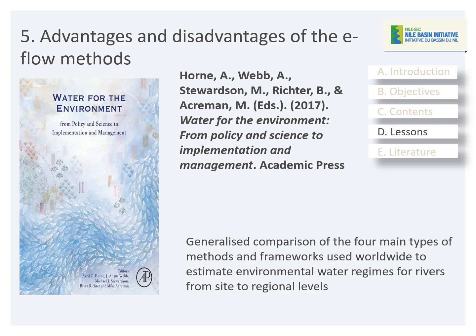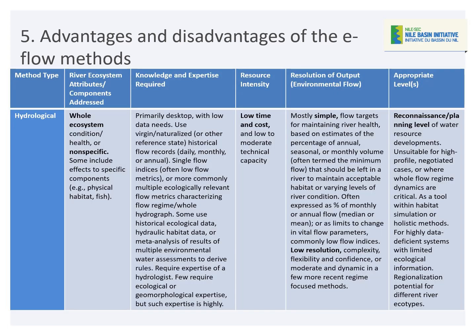So this is a generalized comparison of the 4 main methods and frameworks used worldwide to estimate environmental water regimes for rivers from site to regional levels, and it gives us an opportunity to look at these environmental flow assessment methods. The first is the hydrological method. I'm going to present tables that allow for comparison, and also some summary comments. The first attributes we'll look at are the ecosystem components addressed, the knowledge and expertise required for these assessments, resource intensity, resolution of the output in the context of environmental flows, and appropriate levels of application.